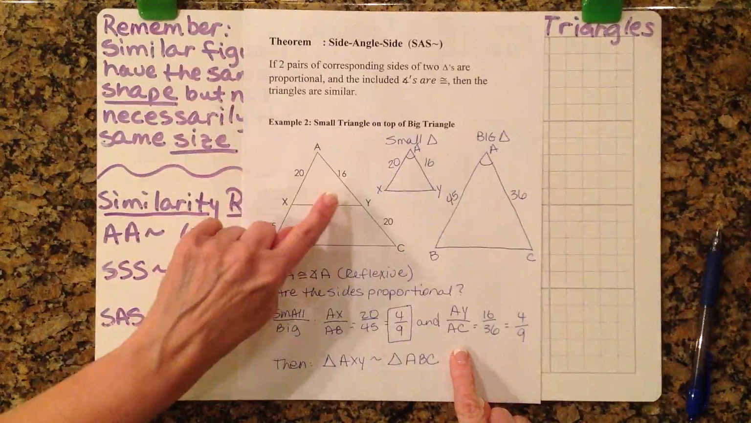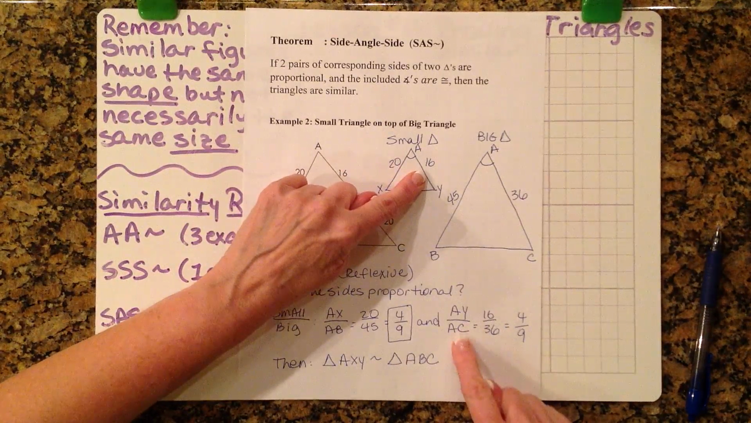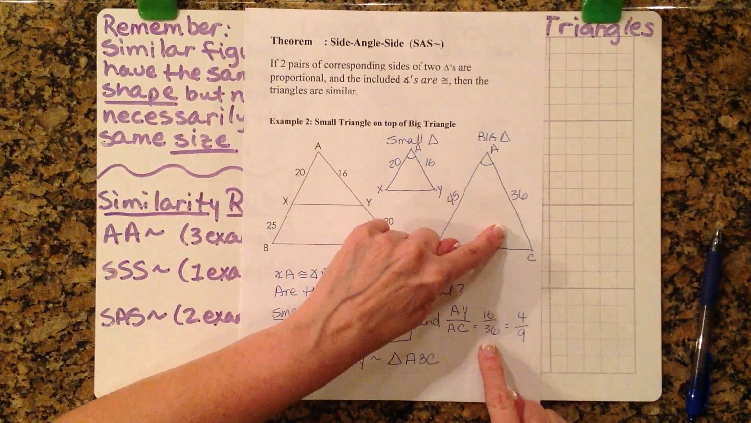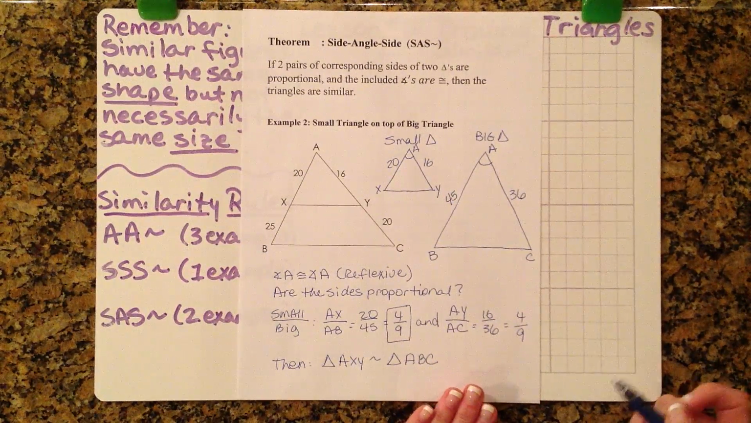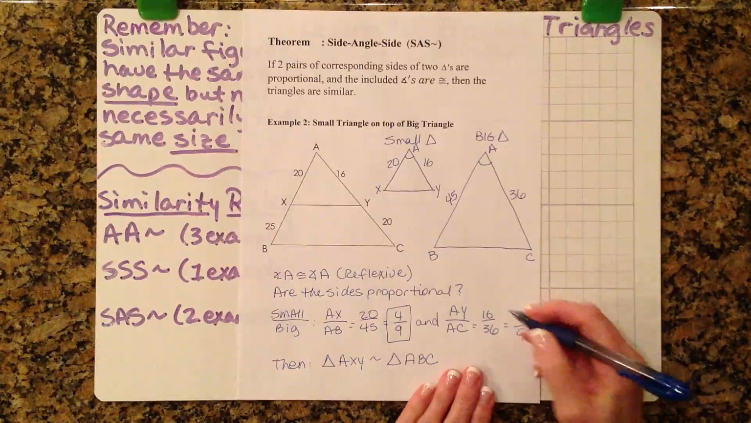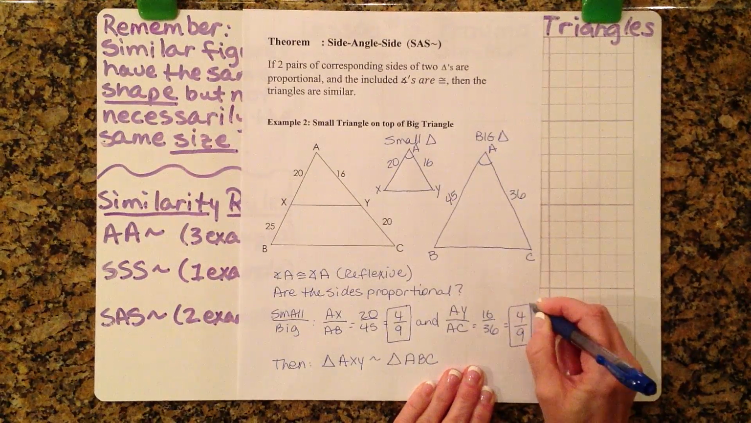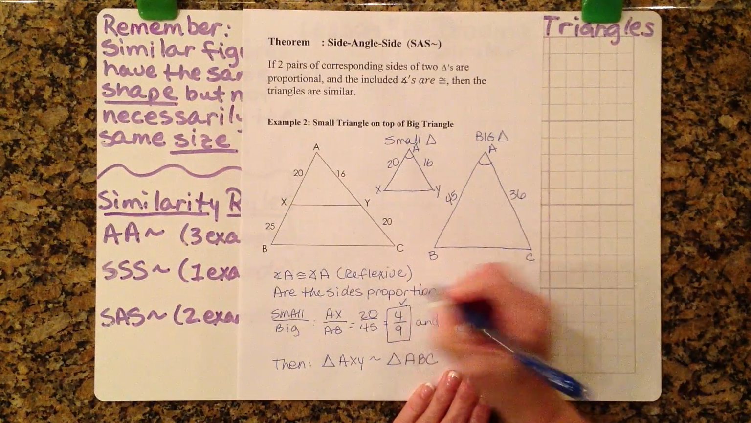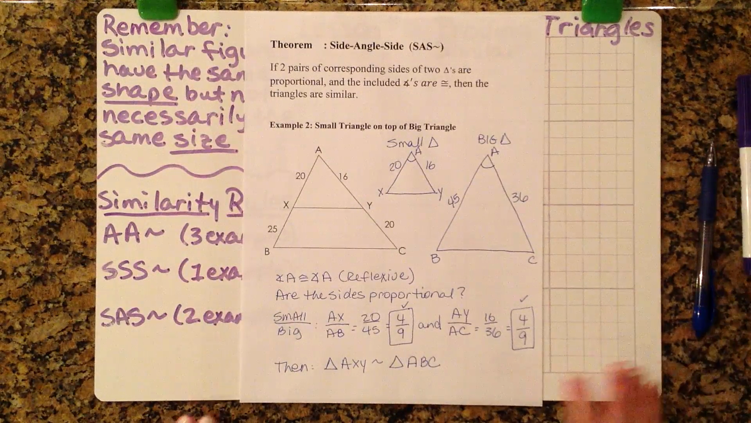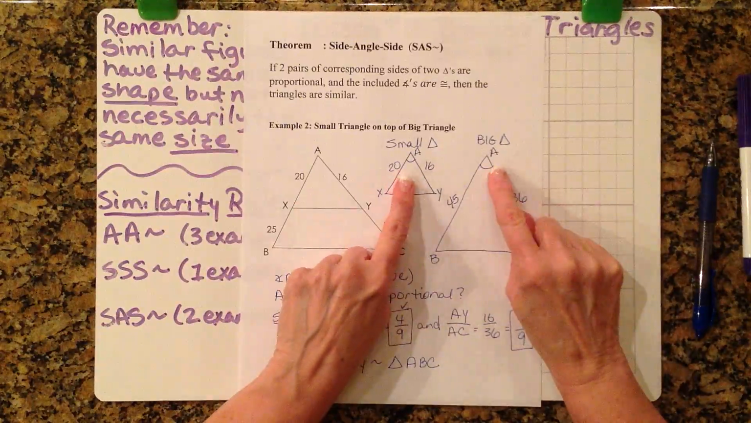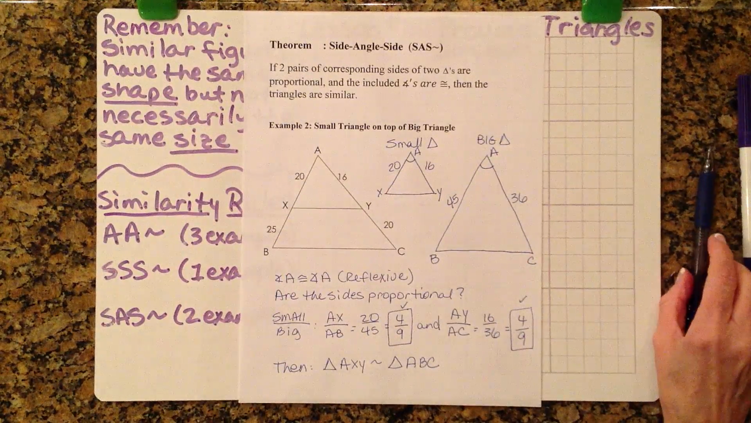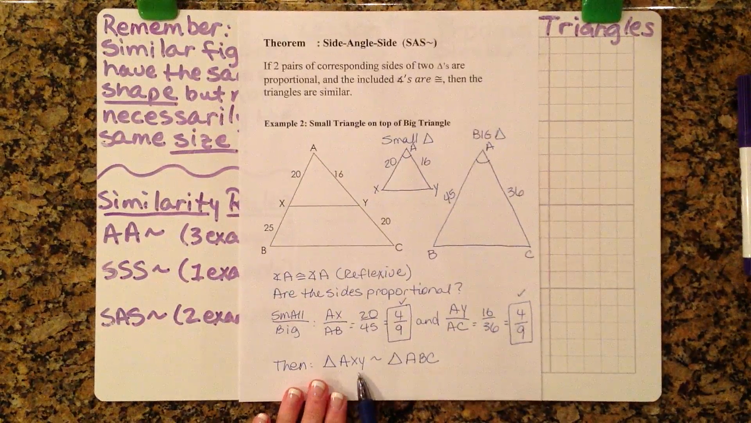Now let's go to the other side. I've got AY is 16, and then AC is 36. Don't forget, you can reduce that by 4, and you get a similarity ratio of 4/9. So those are the exact same ratio value. So now I've got the two sides. I've got the two sides and the included angle right there. So now I can say that triangle AXY is similar to triangle ABC.